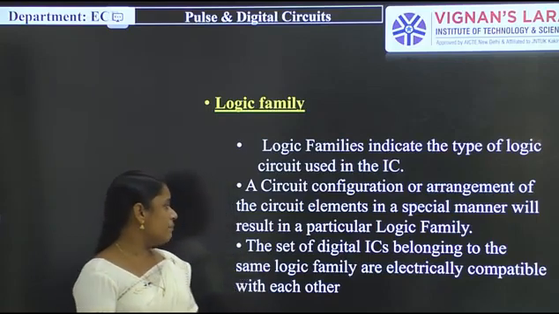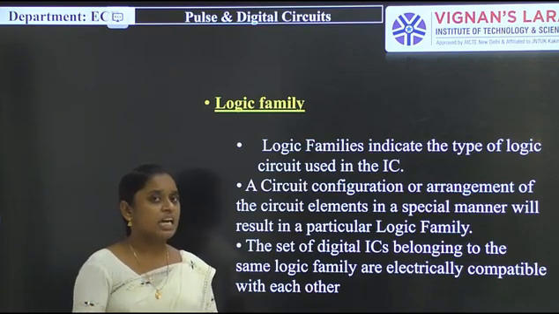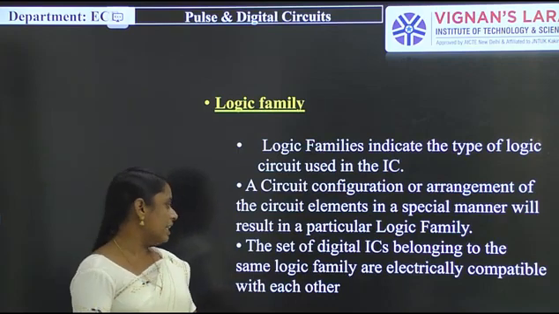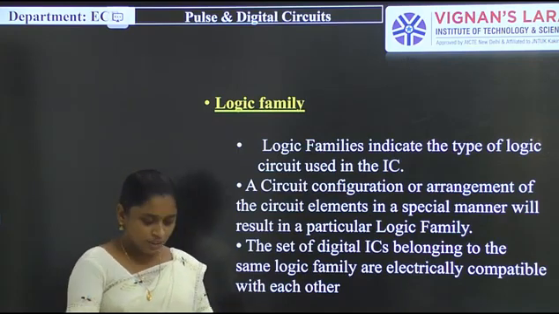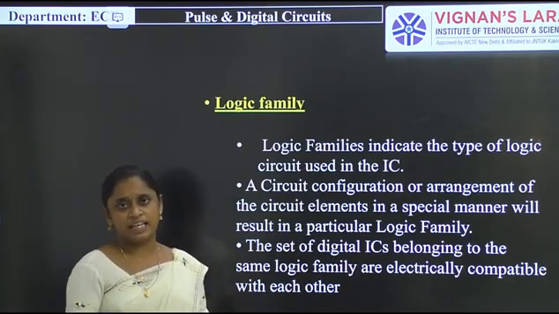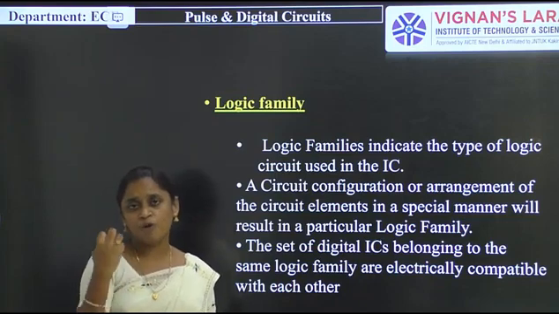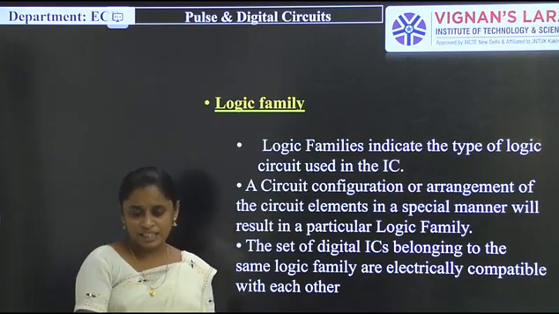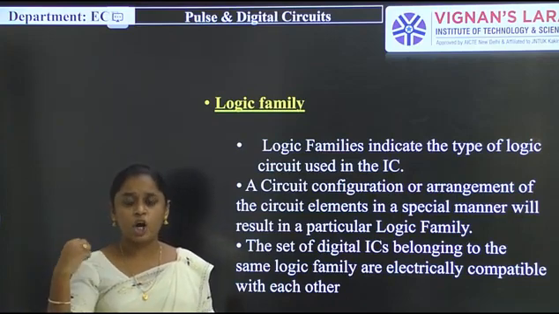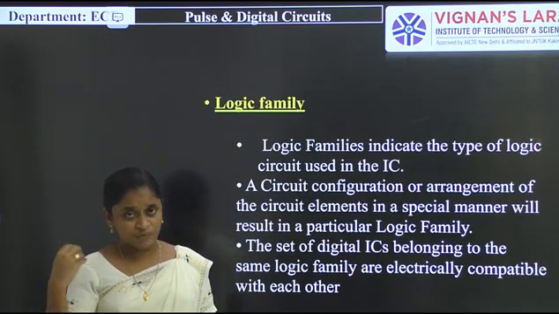At the same time, the set of digital ICs belonging to the same logic family are electrically compatible with each other. Simply we can say that a logic family is nothing but a group of logic ICs. Each of these ICs forms a separate logic function.